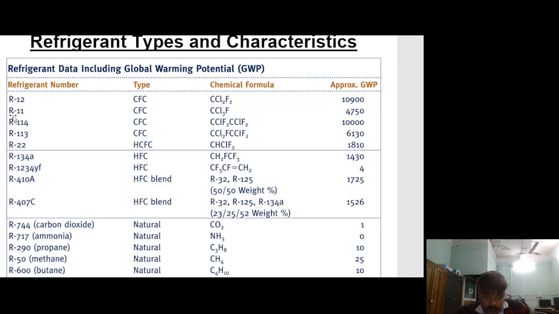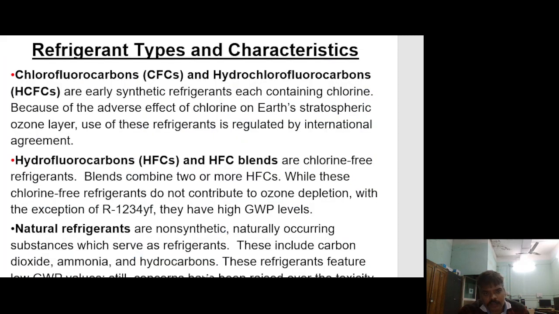10,900. R11, CFC, CCl3F, 4750. After that, inorganic refrigerant type, natural. This is a chlorofluorocarbon. This is a hydrofluorocarbon. The global warming potential is a simplified index that estimates the potential future influence on global warming associated with different gases when released to the atmosphere.